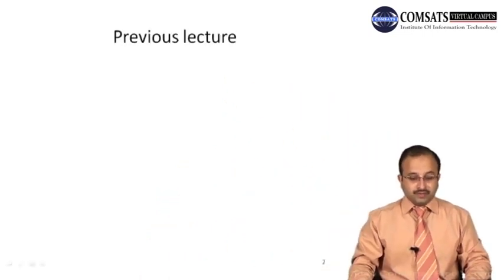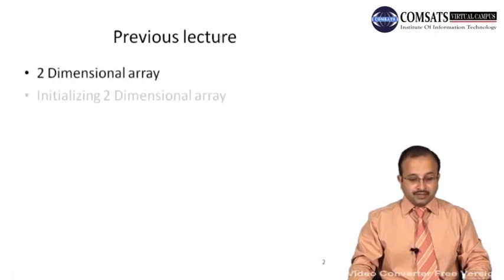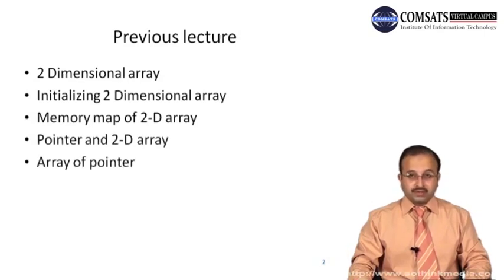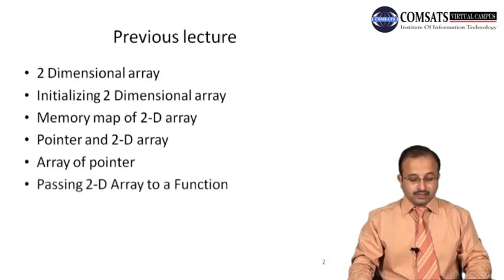In the previous lecture, we have seen what is two-dimensional array, initialization of two-dimensional array, memory map of 2D array, pointers and 2D array, array of pointer. Array of pointer is an array in which each element contains the memory address of some other memory location, and passing 2D array to a function.